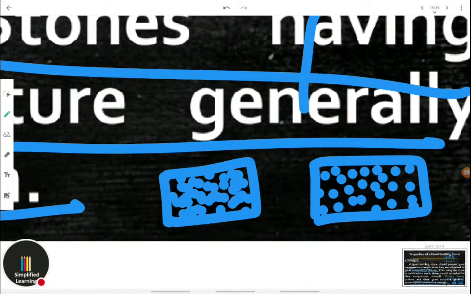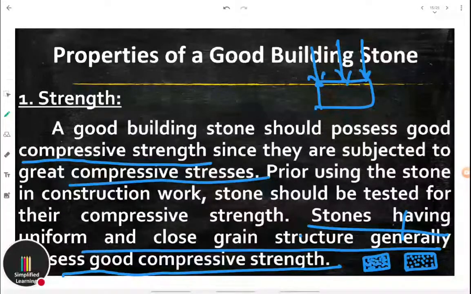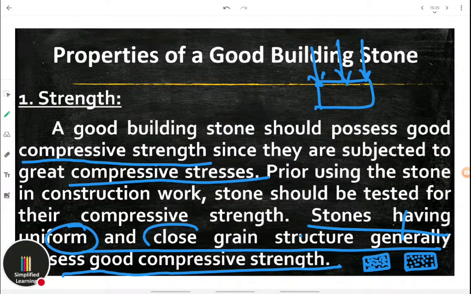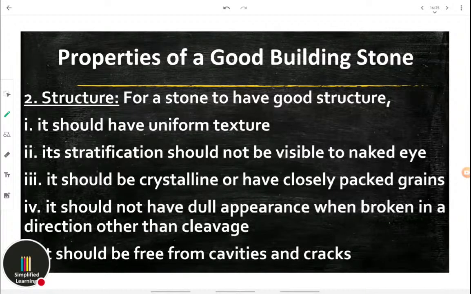And if the grain structure looks distant, if pores are in it, if voids are present in the stone, obviously you will say that the strength of the stone is not that good. Therefore, the general observation point here is that you should look for uniform and close grain structure. That implies that the strength of the stone is good. Let's check the next property.